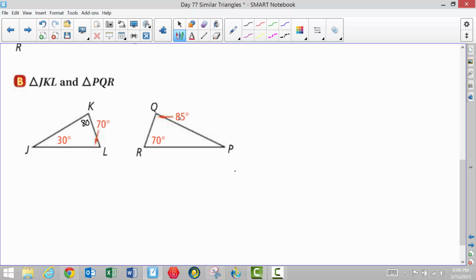Now I have two angles over here. I have 85 and 70, and when I add them up and subtract from 180, I get 25. Now notice, do I have two angles congruent? I do have angle 70 and angle 70 congruent, but that's it. I don't have a second angle congruent to another angle in the second triangle, therefore these triangles are not similar. Again, they're not similar because two angles in one triangle are not congruent to two angles in another triangle. I just have a one-to-one. It has to be two congruent to two congruent in order to be similar.